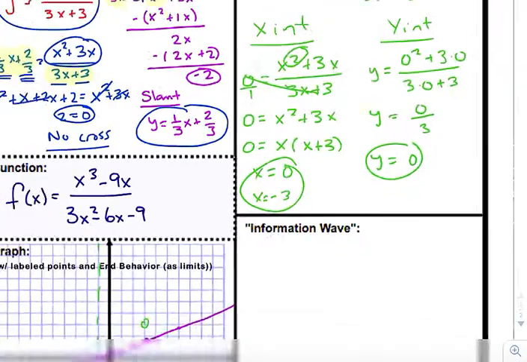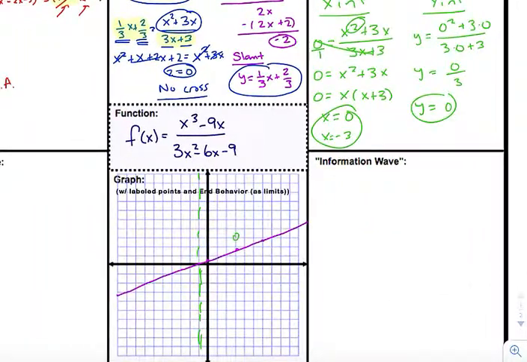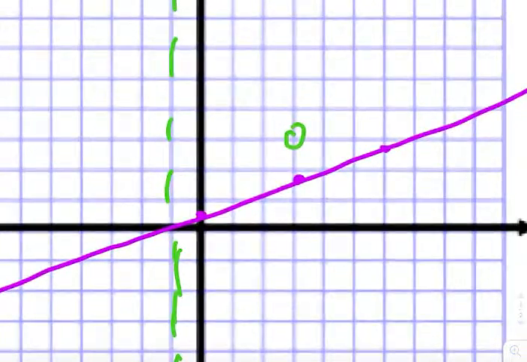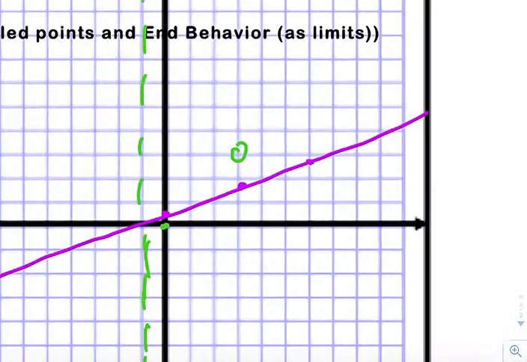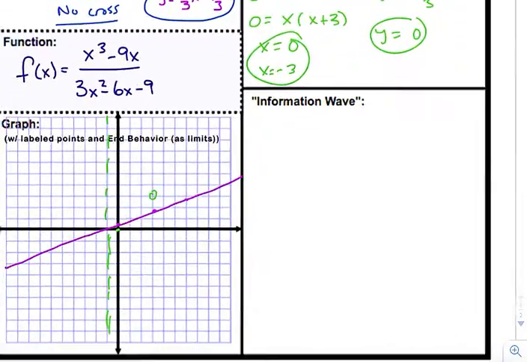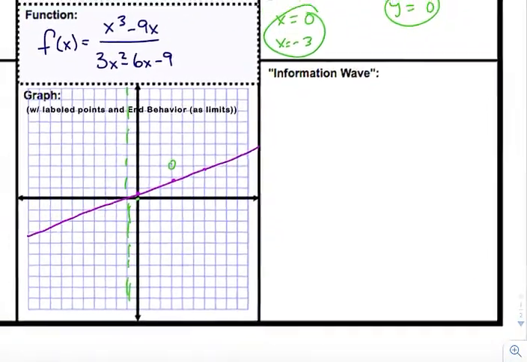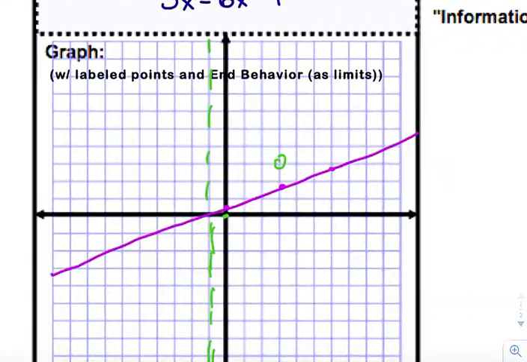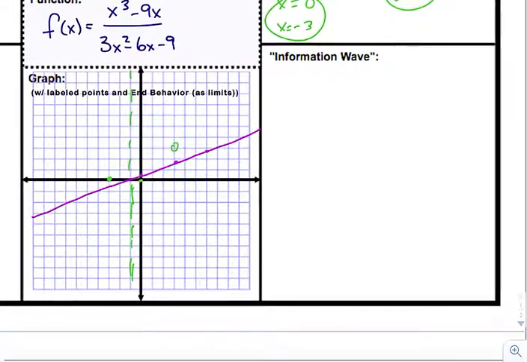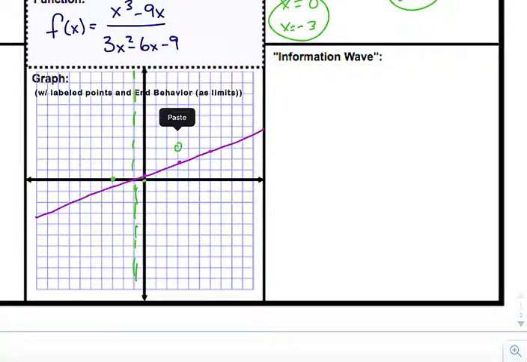Let's go put some of that in our graph. And so y-intercept is going to be 0. So we're actually going to sneak in here and cross the axis right there. That's also going to be your x-intercept, which I have. And we're going to have another x-intercept at negative 3. 1, 2, 3. So we kind of get a picture of what our graph is going to be. My guess is this hole's in the wrong place. It's going to be actually down here somewhere.